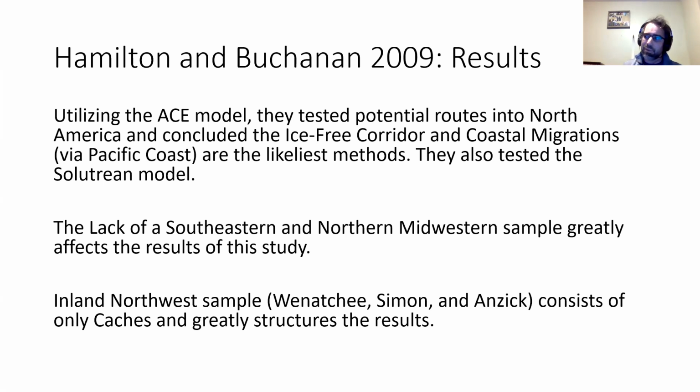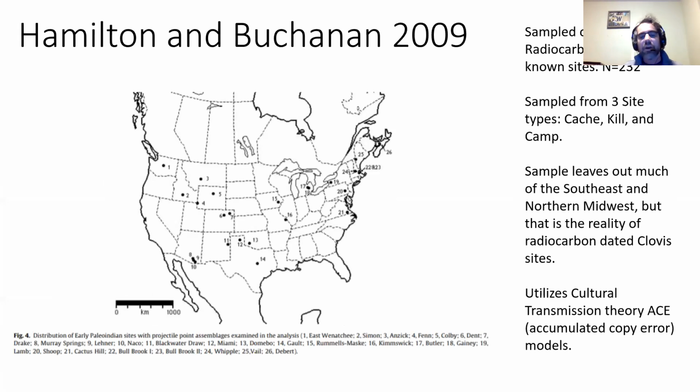And I think their results, they end up arguing that the Northwest coast or ice-free corridor models are the most plausible. But those 3 cache sites in the Northwest, the 1, 2, and 3 on the previous slide, I'll actually even go back, are all cache sites and therefore have the largest points. So that greatly structured their results in that they're arguing that points should get smaller as this idea moved, as these errors are accumulated, and they have these 3 cache sites in the Northwest anchoring their analysis.